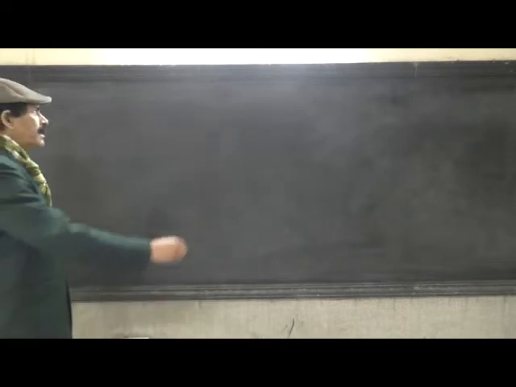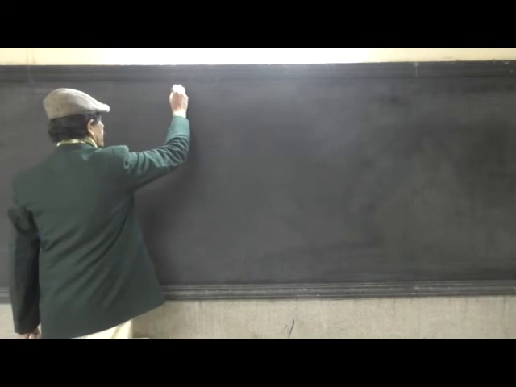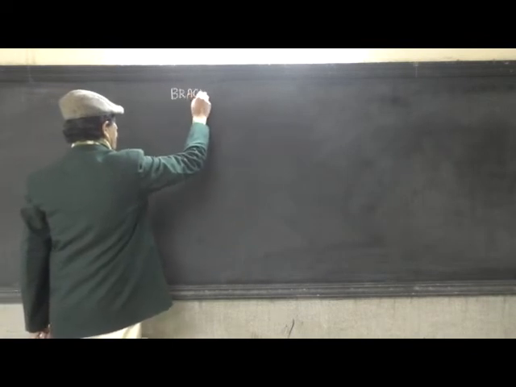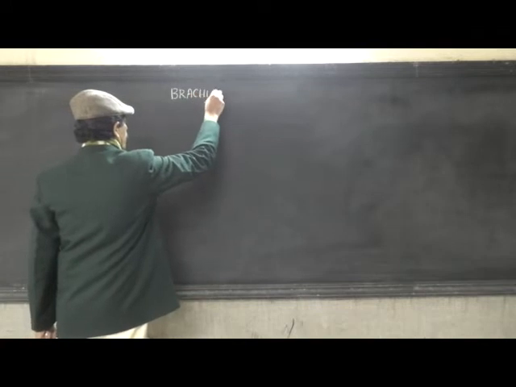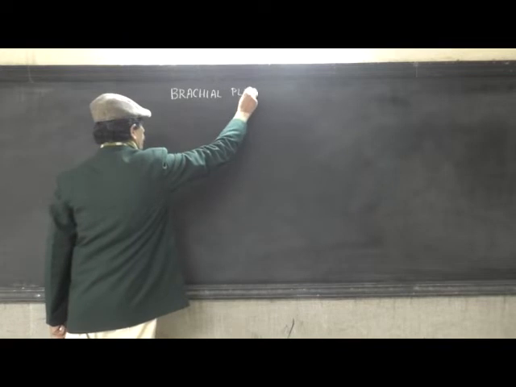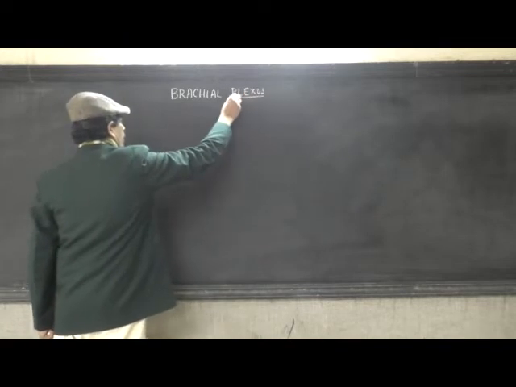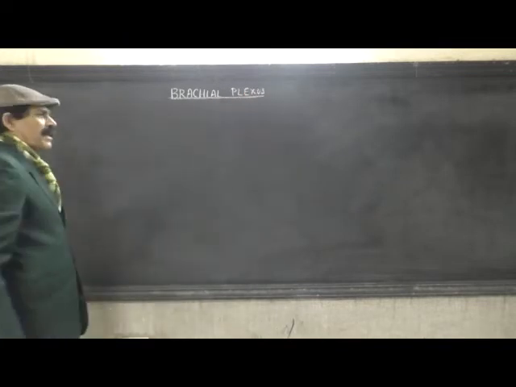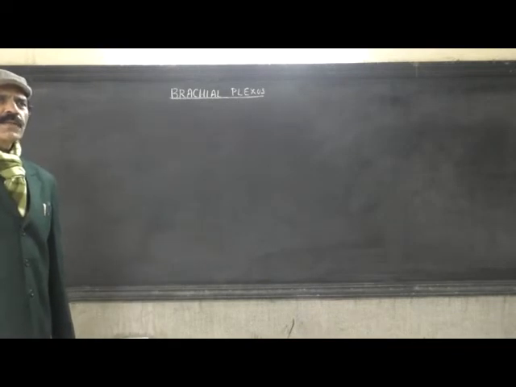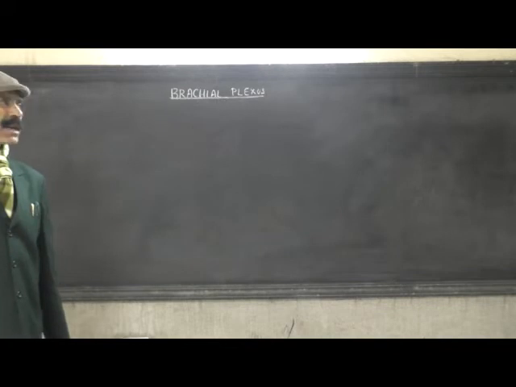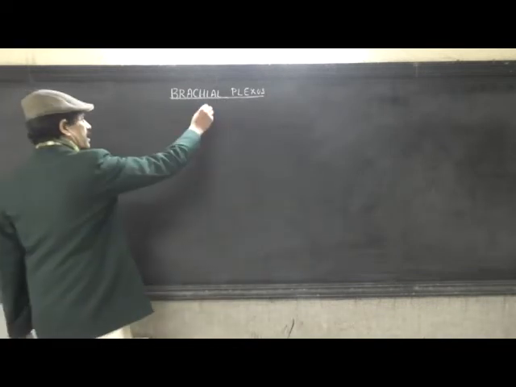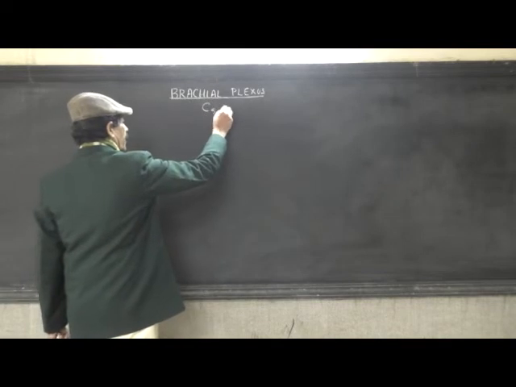Today we will do the brachial plexus. So the brachial plexus is the plexus formed for the innervation of the muscles of the upper limb, and this brachial plexus starts from C5 to T1.